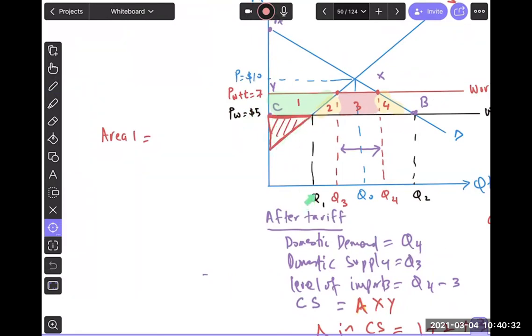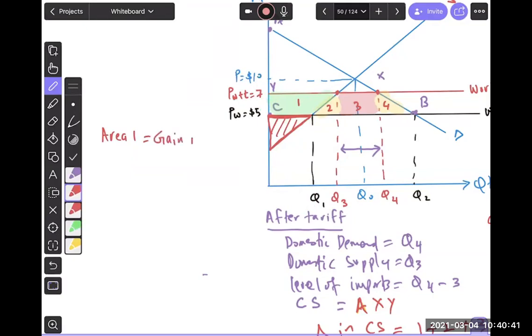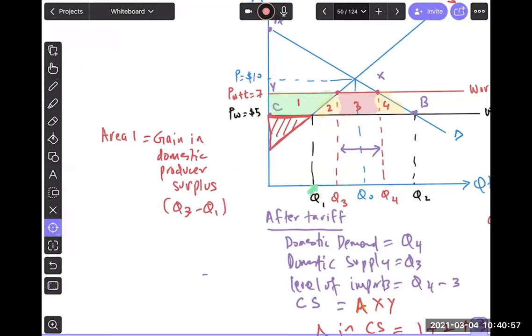Domestic producers were at Q1, they were pocketing this much. Now the price is $7. So this is the gain in producer surplus. Who is gaining area 1? The answer is the gain in domestic producer surplus, which is Q3 minus Q1. Are you all with me? These producers selling Q3 minus Q1 more means area 1 is pocketed by them. Are these efficient producers, guys, or inefficient producers?